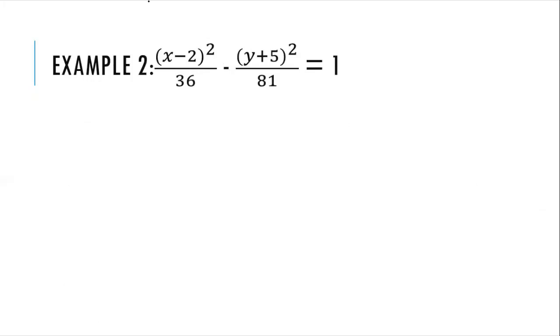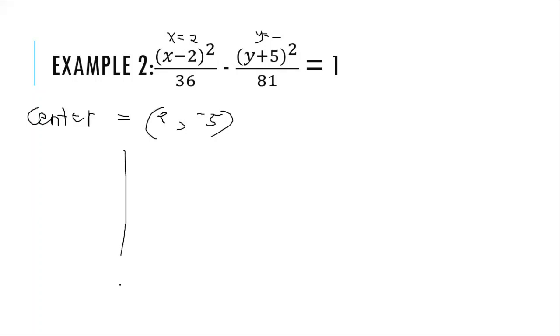Example number 2. Example number 2, x minus 2, quantity squared over 36 minus y plus 5, quantity squared over 81 is equals to 1. First is the center. X minus 2, it will become x positive 2. So our x is 2 or our h. Y plus 5. So y is equals to negative 5.